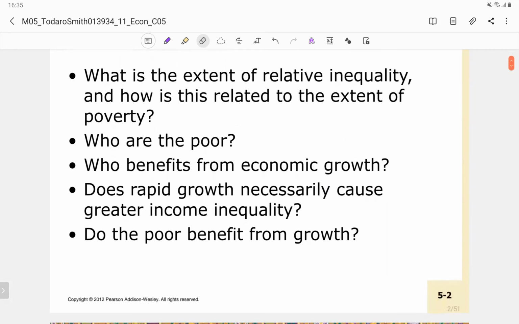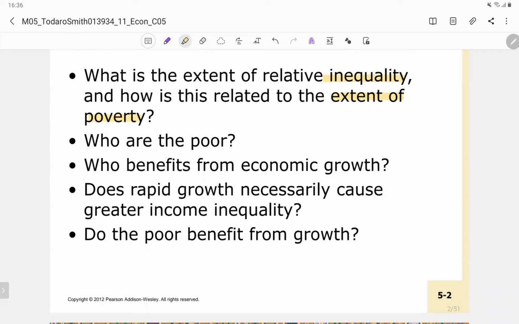So the first one is, what is the extent of relative inequality and how is this related to the extent of poverty? So like I said before, because inequality is said to be a trade-off of the growth, how far we are going to tolerate inequality for the sake of economic growth, and how is this related to the extent of poverty? So that's an important issue.